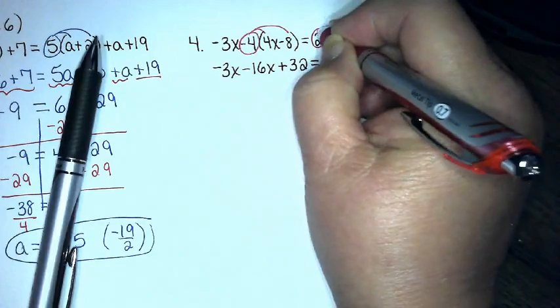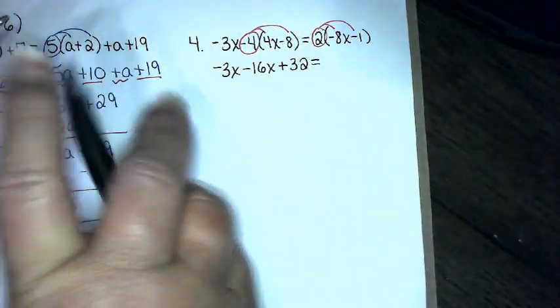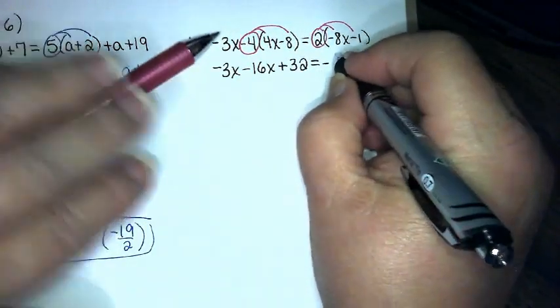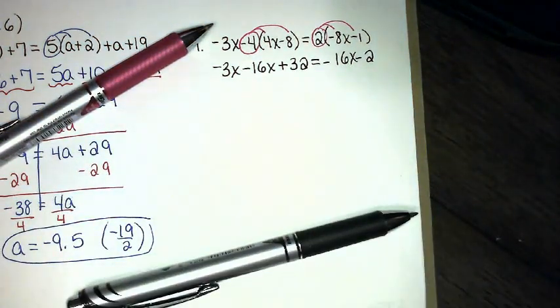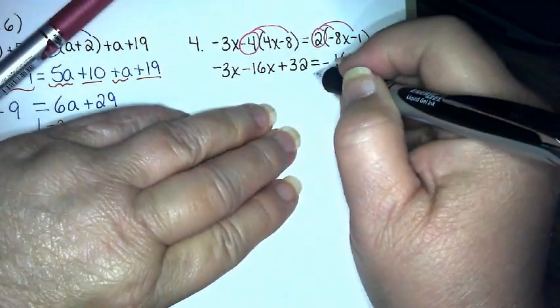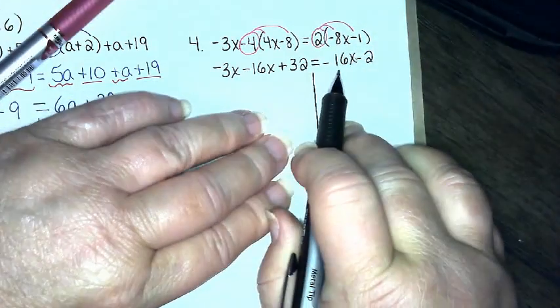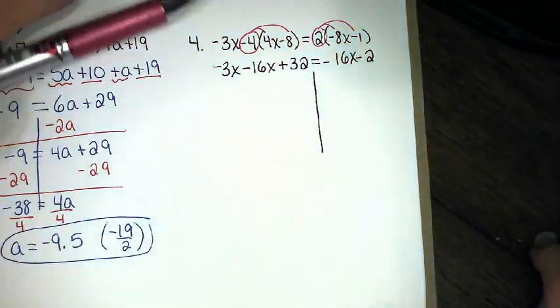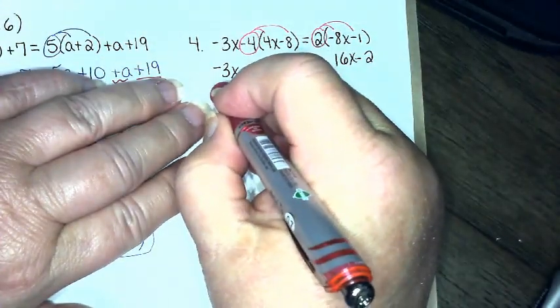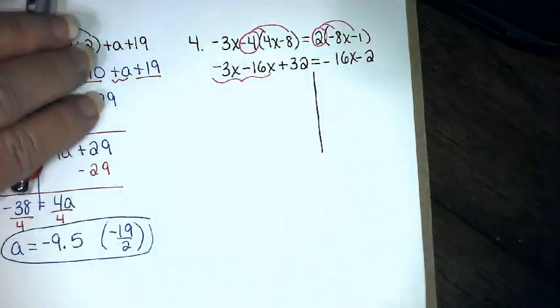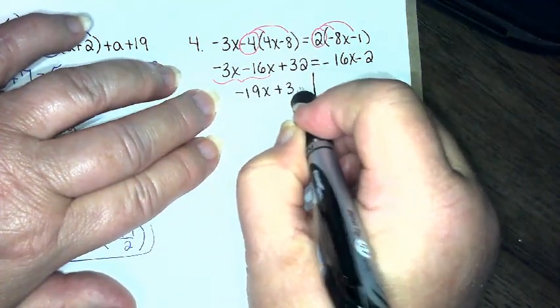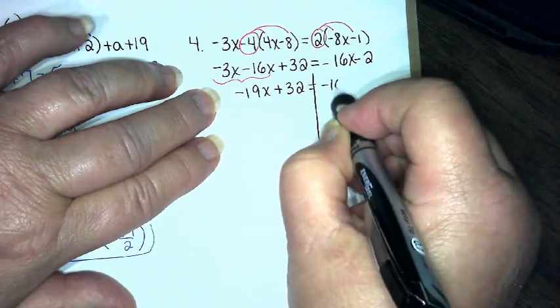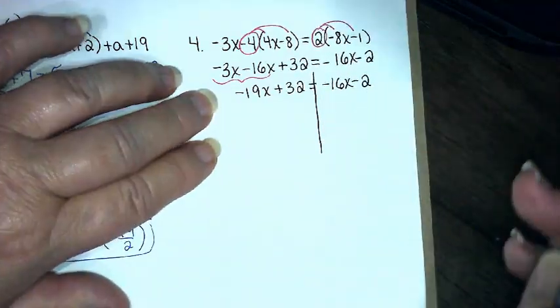Now I'm going to distribute the 2 into the parentheses. That's going to give me negative 16x minus 2. So on each side of the equal sign, on the right side, there's nothing to combine, there's no like terms, but on the left side, I can put together this negative 3x and negative 16x. I've got negative 19x plus 32 equals negative 16x minus 2.